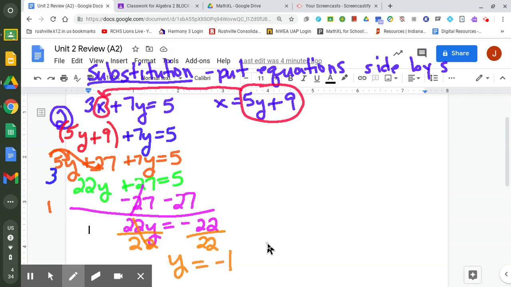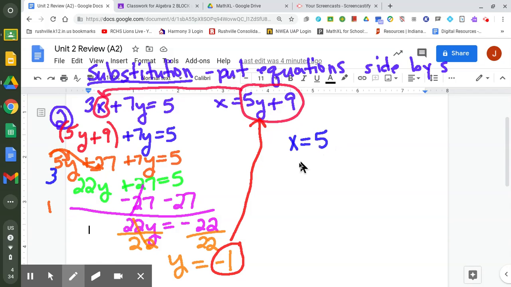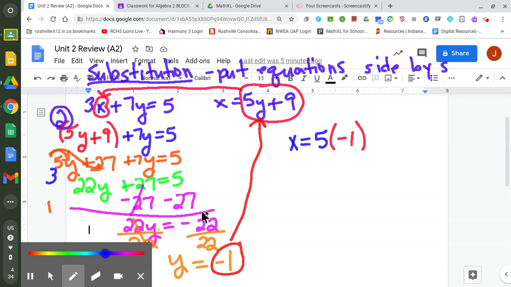My answer will be an ordered pair. So now I can take that y that I just found, which is negative 1, and I'm going to put that negative 1 in for that y. So when I rewrite this equation, I will write x equals 5, and instead of the y, I will put negative 1, and then I still have the rest of that equation plus 9.